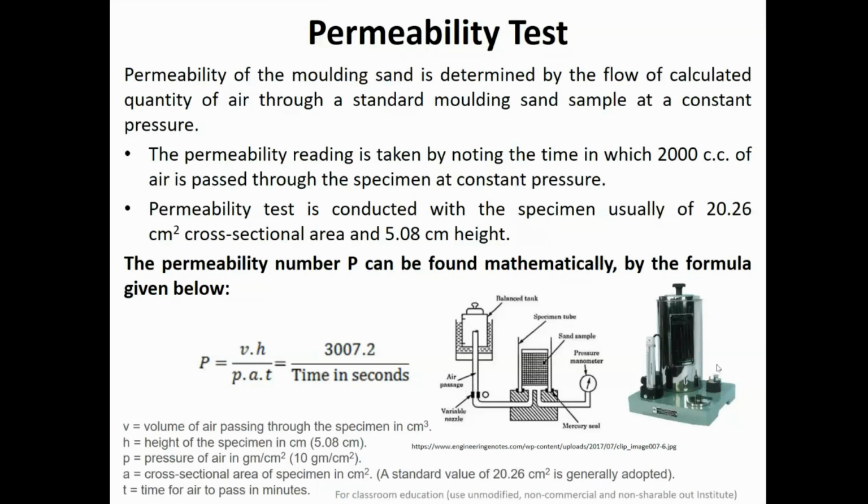So you place your sample here, and this air tube is fitted at the bottom. It is connected to this holding arrangement, and it is also connected with the manometer. With the movement of this balance tank, you can easily measure the permeability number if you can calculate the time period in seconds with the help of a stopwatch. So this is the process, or the test, to measure the permeability number of your molding sand.